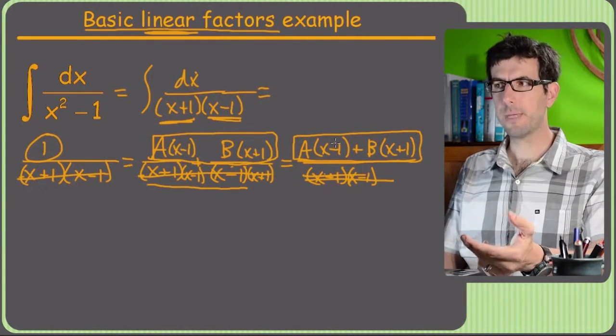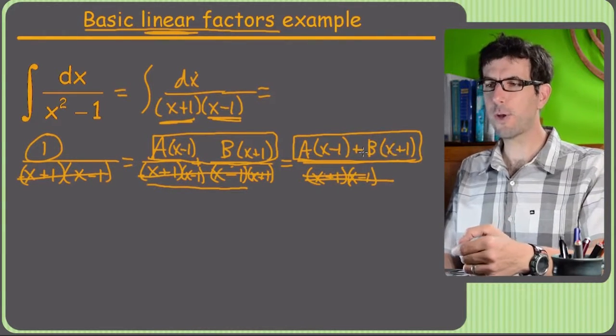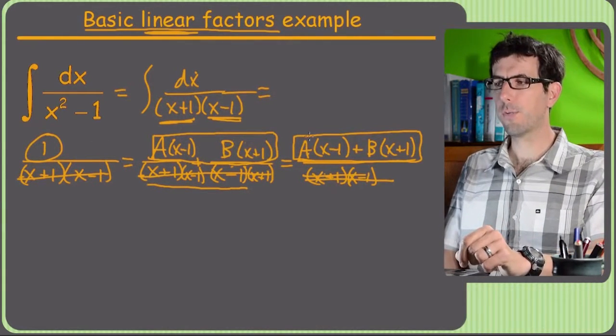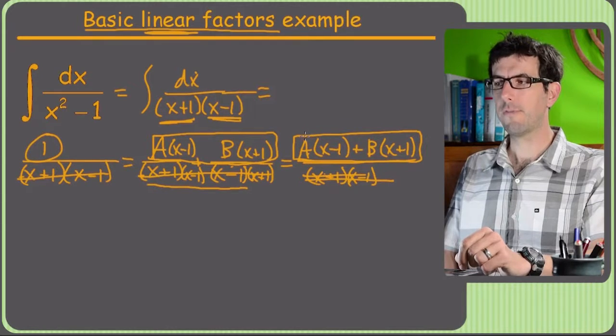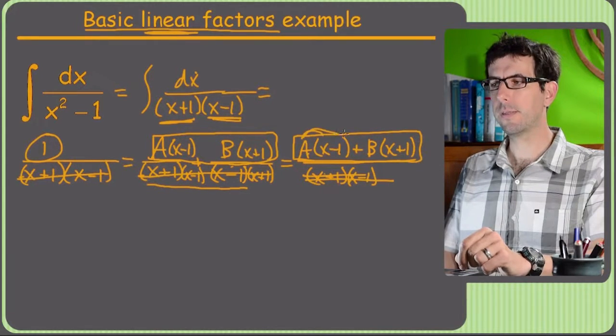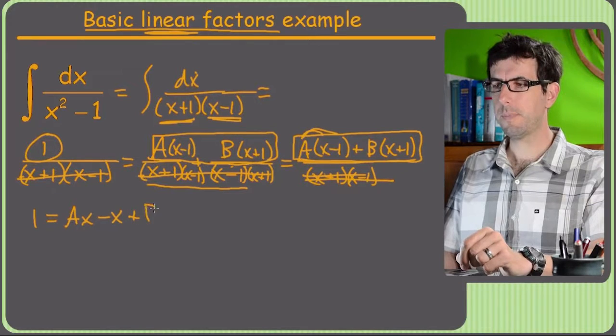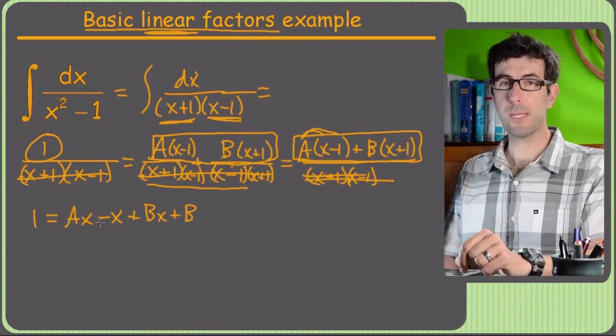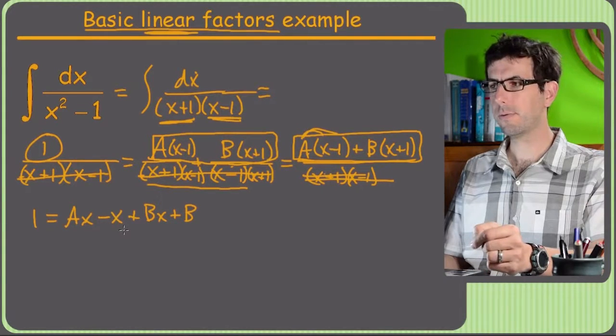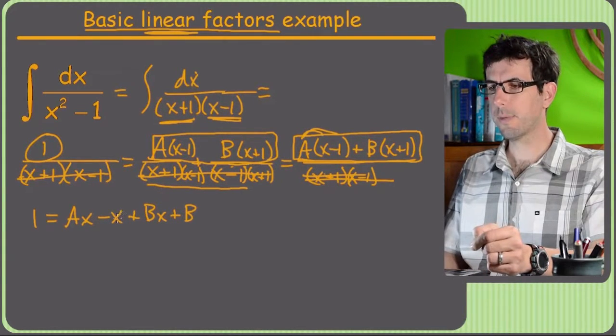Sounds crazy, right? Because I've got a's and b's and x's. How could all that equal 1? Well, this is where we're just going to do a bunch of algebra. First I need to distribute these little parentheses out. So I'll get that 1 equals ax minus x plus bx plus b. And the big trick right here, oops, that's x minus a.